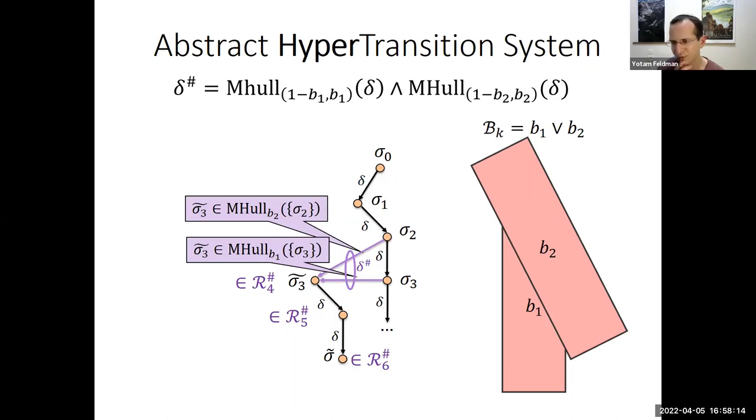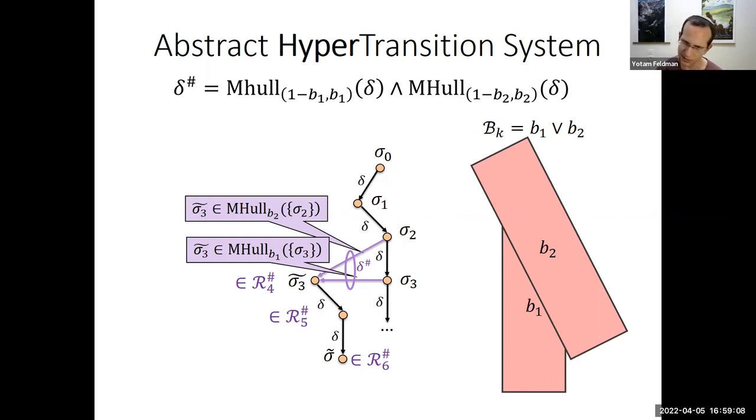There are all sorts of different definitions for hypertransition systems. What we used is in a sense the dual definition of something that's been previously defined. What happens here is that in our definition, it's sort of a conjunction. So to be able to arrive at sigma 3, you need two pre-states. One is sigma 2 and one is sigma 3. So from two states, you need both states to be able to arrive at sigma 3. There are also dual definitions, but this is the one that was useful for us.